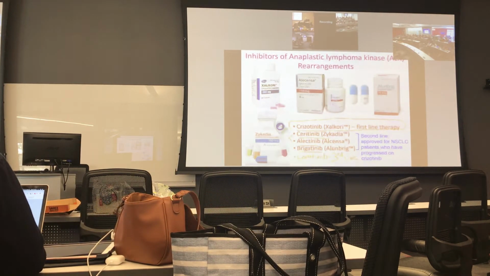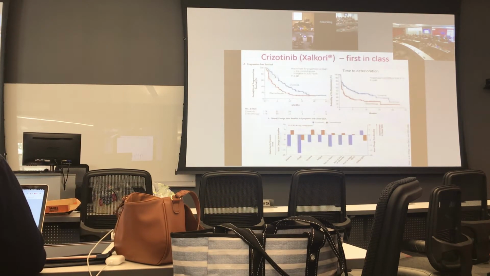So here is crizotinib going head-to-head against chemotherapy, because again, it's first in class. It was the first one that was approved, and so again, you don't want to do placebo. You want to go against chemo, which was the standard of care at that particular time. We're looking at progression-free survival. We see a statistical significance, and here we're looking at the probability of no deterioration in that particular patient population, and we see statistical significance.